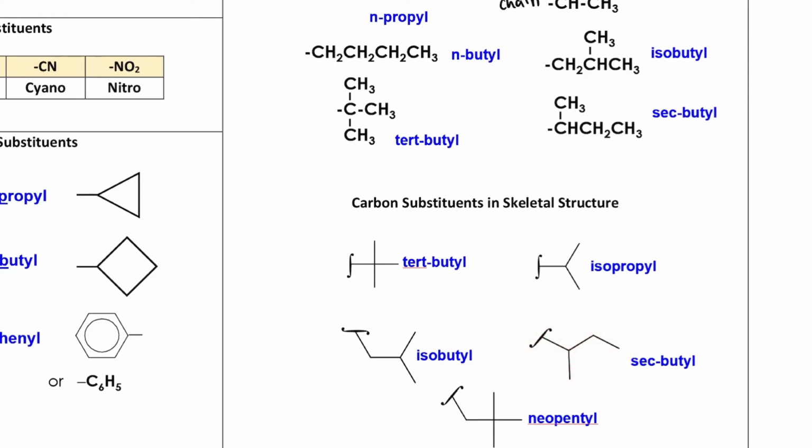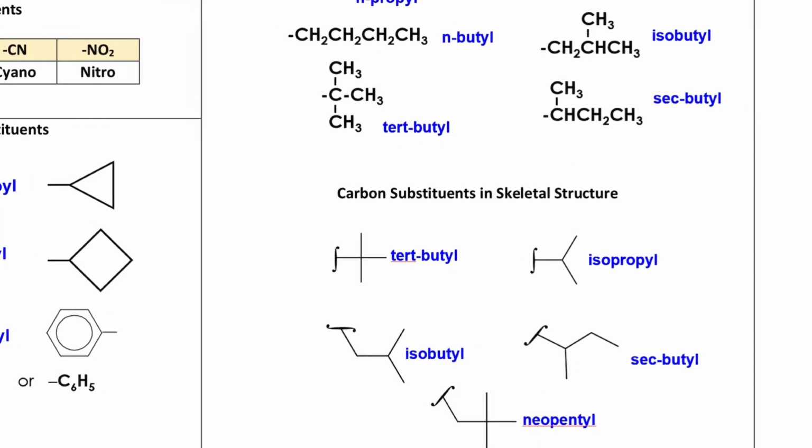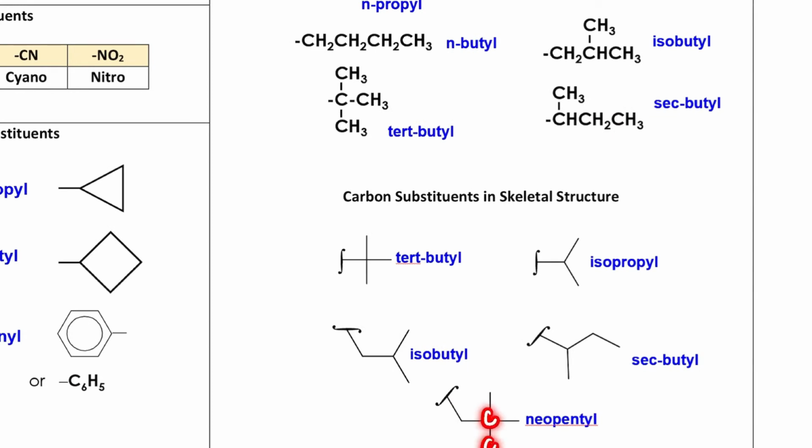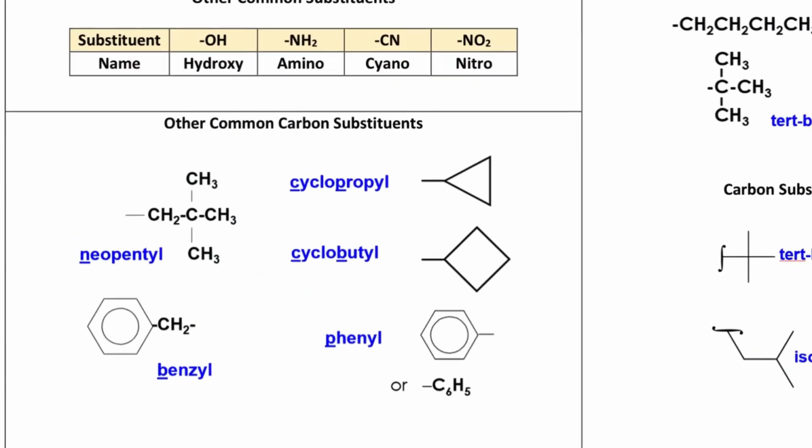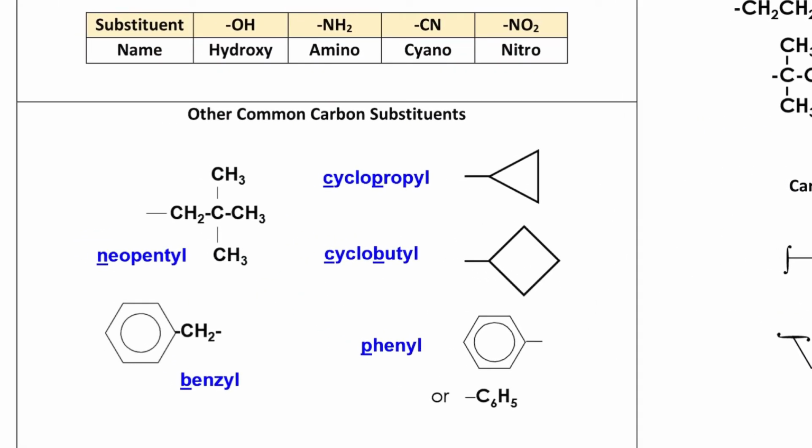Okay, and then we have neopentyl. Neopentyl tak ada dekat sini. Tapi over here ada. Okay, dia ada pentyl kan. 5 carbon. 1, 2, 3, 4, 5. Okay, so that is neopentyl. Okay, so itu kalau carbon substituent. Okay, kita ada lagi. Ada common carbon substituent. Okay, so ini neopentyl dalam bentuk expanded yang macam tadi.